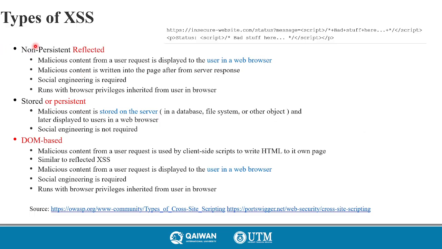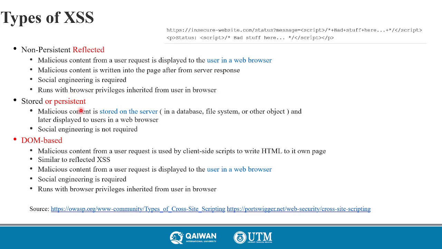We have types of XSS. We have non-persistent or reflected, we have stored or persistent, and we have DOM-based, document object model-based. Non-persistent: malicious content from a user request is displayed to a user in a web browser. Malicious content is written into the page from a server response. Social engineering is required, and it runs with the browser privilege inherited from the user in the browser.